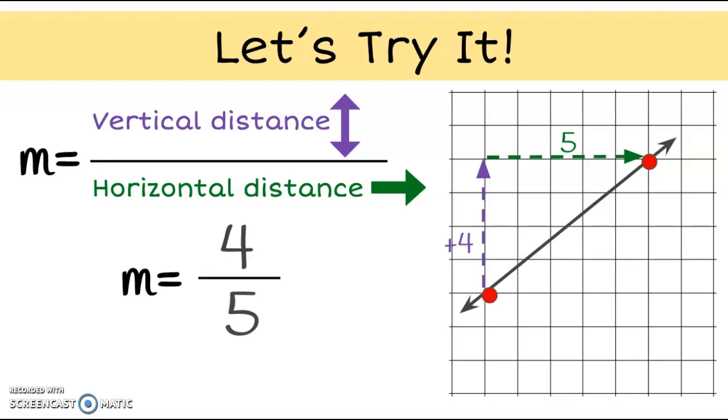Remember, slope is represented with an M and written as a fraction with 2 numbers. Our final answer is the slope is M equals 4 over 5 or 4/5.